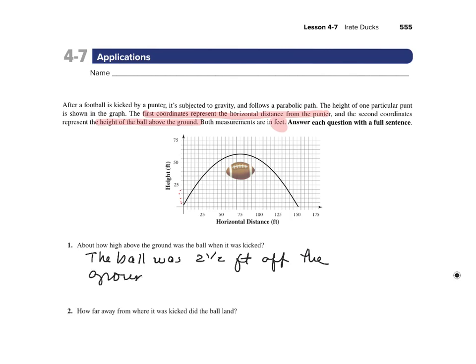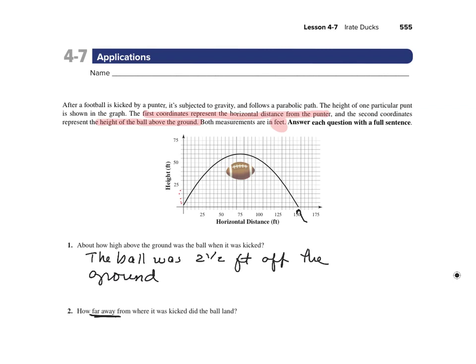Okay, and then the next question was how far away from where it was kicked did the ball land? So that's a horizontal distance, isn't it? How far away from where it was kicked did the ball land? So that looks like just a tad over 150.